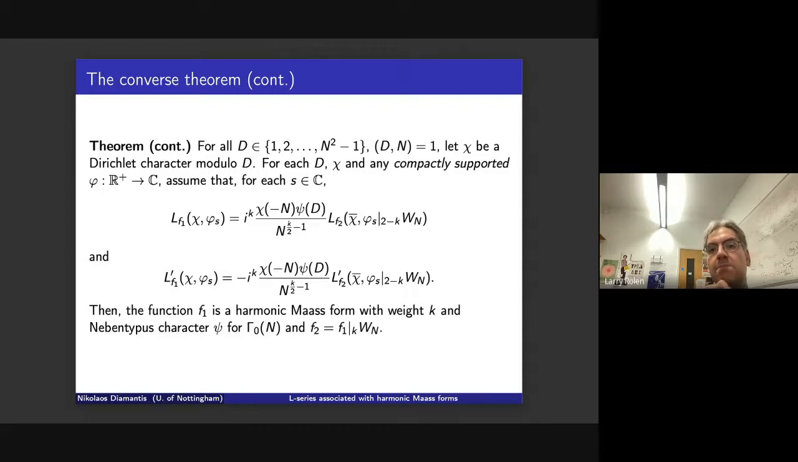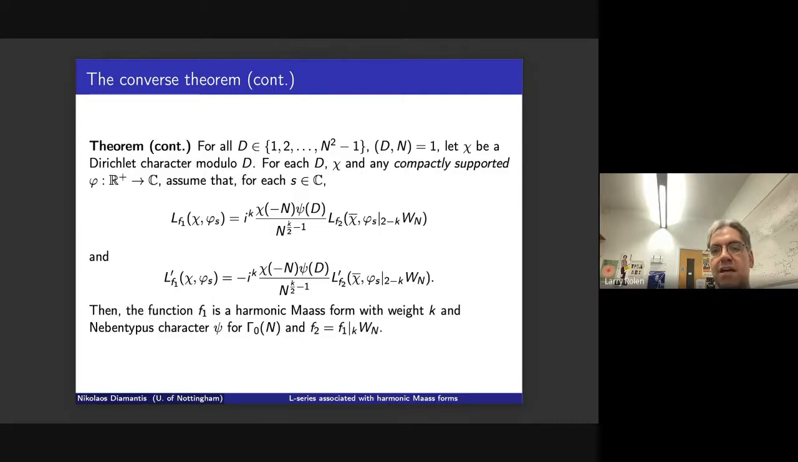So we let D not range over all the D's, but simply over the set 1, 2, up to n squared minus 1. So we require finitely many characters. And then we take chi to be a Dirichlet character, which does not need to be primitive. That's what I mentioned before. For each D and chi, and any compactly supported phi on the real numbers, we assume the equations that we saw in the previous theorem, except that F1 goes to F2. We do not know yet the relation of F1 with F2, but other than that, everything looks, visually at least, the same. And that's a requirement.